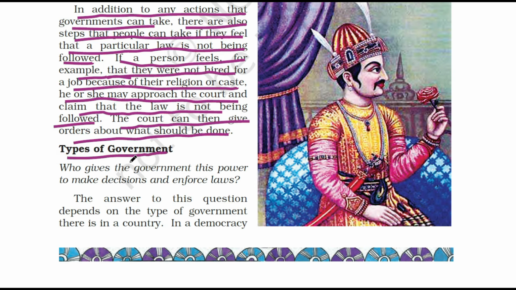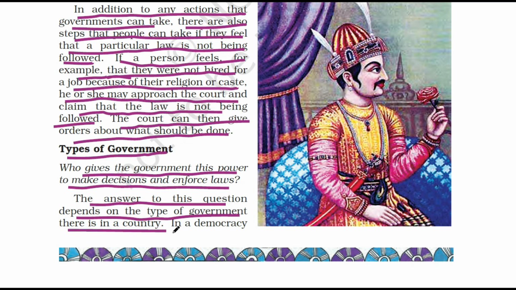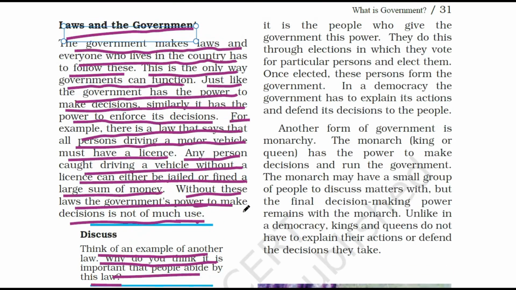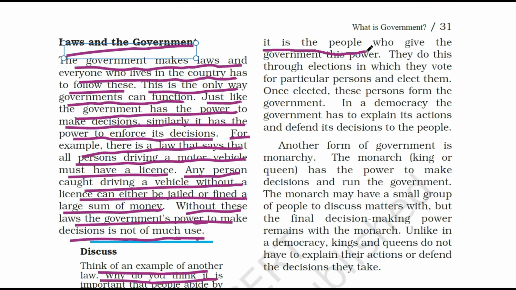So types of government. Who gives the government this power to make decisions and enforce laws? The answer to this question depends on the type of government there is in a country. In a democracy, it is the people who give government this power. So in a democracy, this is pretty important. It's actually the people who give government this power. It's us who give the government this power. In India, it's the people. They do this through elections in which they vote for particular persons and elect them.